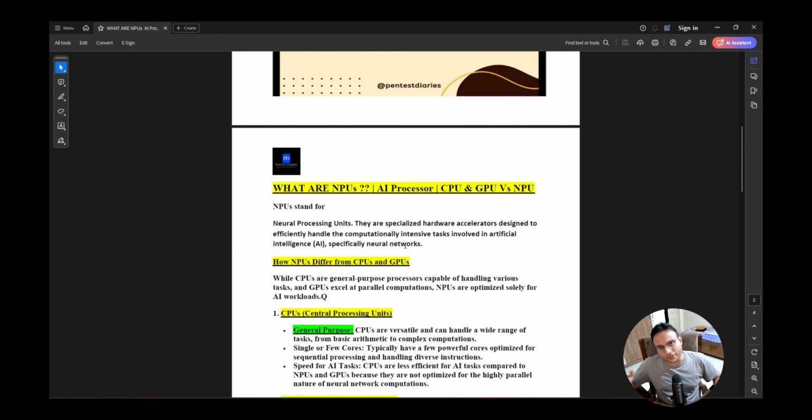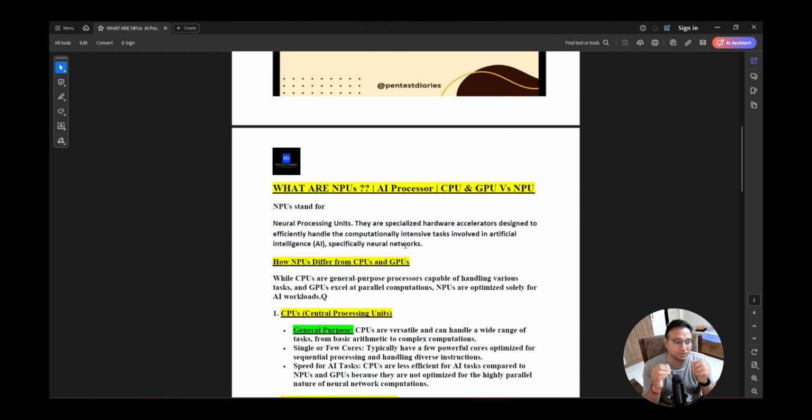So how does the NPU differ from the CPU and GPU? CPUs are general purpose processors capable of handling various tasks. If you have worked on your desktop or laptop, you are definitely aware of the CPU. The CPU has the capability to work on multiple tasks at the same time. In the case of the GPU, it excels at parallel computation, so it runs multiple tasks in parallel. We utilize a GPU for high-end tasks, especially video editing. In gaming also you can use the GPU, as a lot of graphics need to be loaded, with a couple of tasks loaded in parallel. That was the reason we utilize the GPU.